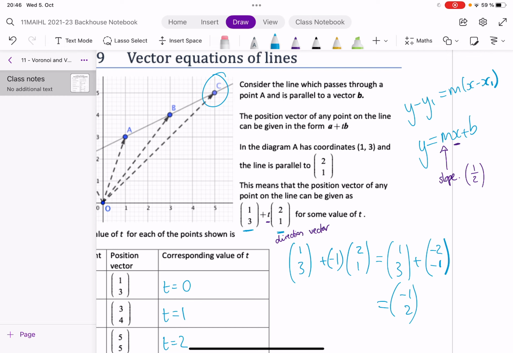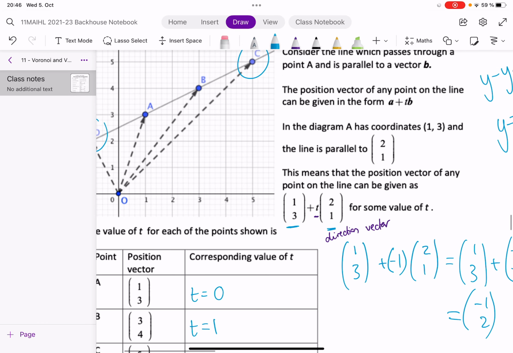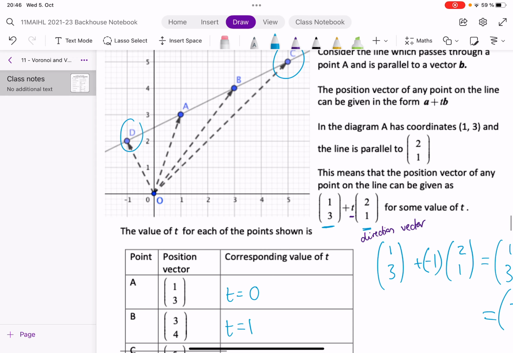Because then y1 and x1, y1 is just our position vector on our line. Of course, we could choose any starting position vector. So it didn't have to be point A. It could have been another point. It could have been B, C, D. It could have been the y-intercept if we wanted, albeit we'd have had 0 and 2.5. It's probably easier with whole numbers, but it could have been any point.